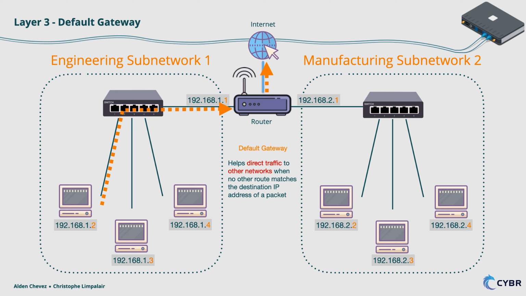So that, in a nutshell, is the role that default gateways play in a network, and that's why they're so important. So let's go ahead and complete this lesson, and we'll continue our quest to understand IP addresses and layer 3.